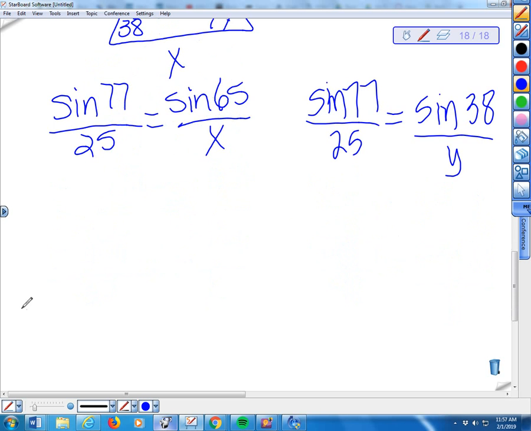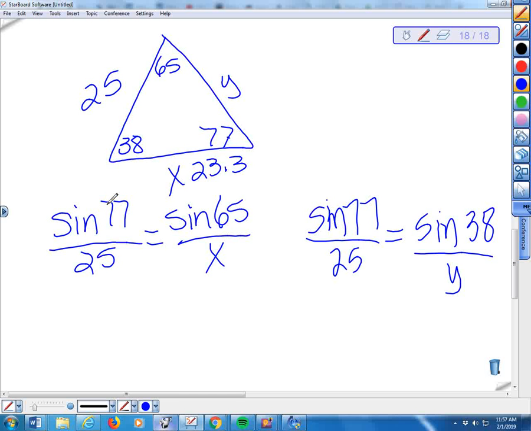So I'm going to multiply 25 times sine 65 and divide it by sine 77. 23.3 is that one. This one I'll multiply sine 38 by 25 and divide it by sine 77. And 15.8 is this side. Then I just add all three together. 25 plus 15.8 plus 23.3. 64.1. Which was letter C.